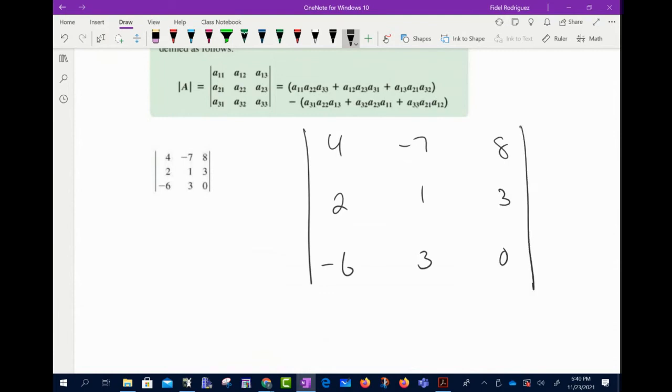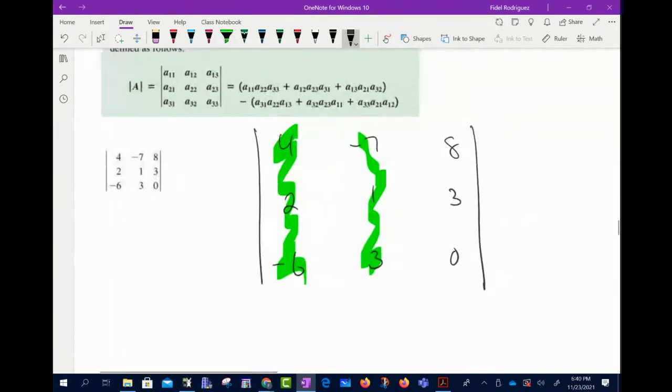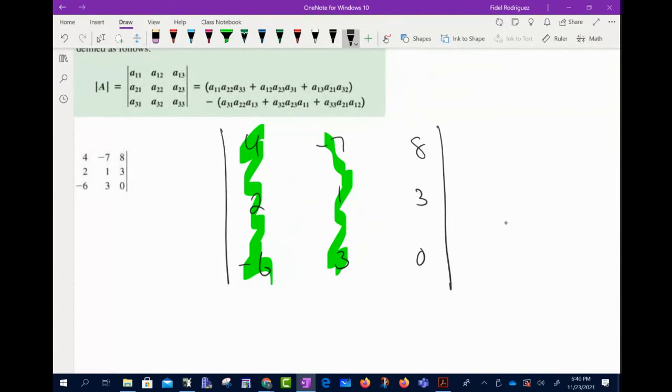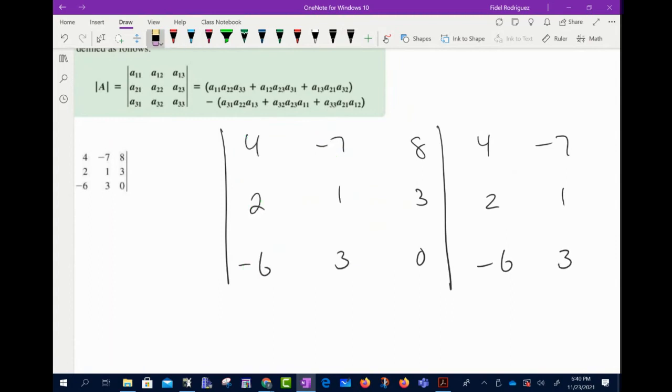Okay, what I'm going to do, y'all, is copy these 2 columns and rewrite them again over here to the side. I'm going to put 4, 2, negative 6, and negative 7, 1, and 3. And I'm going to explain to you right now why I'm doing it that way.